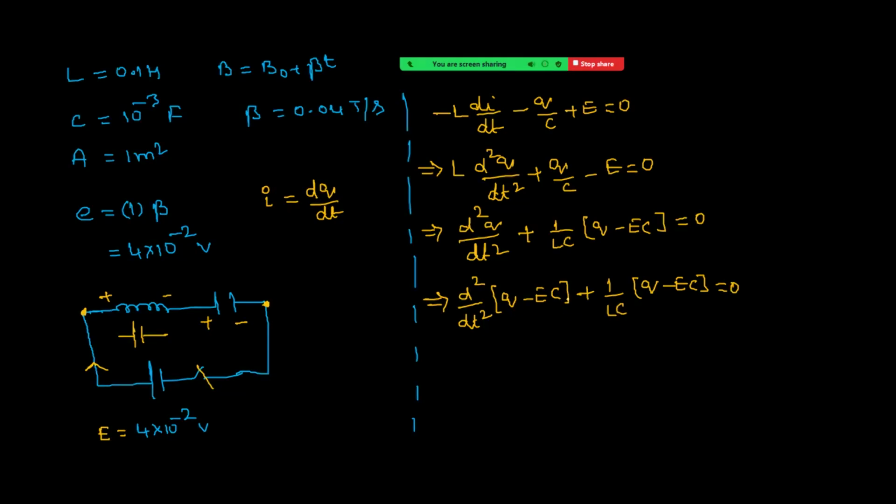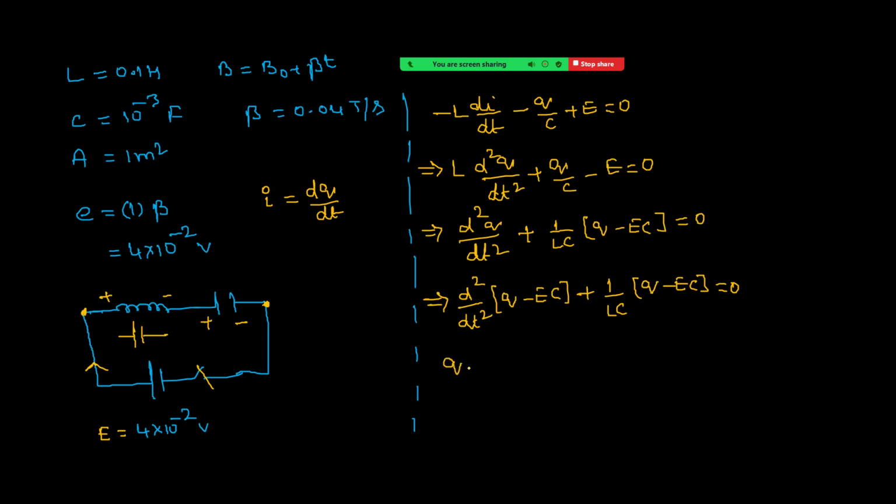Now we can say this quantity is changing simple harmonically, right? So this I can compare with, suppose I'm calling this x, then d square x by dt square plus omega square x equal to 0. It is of that form. That's why I have taken it like this.